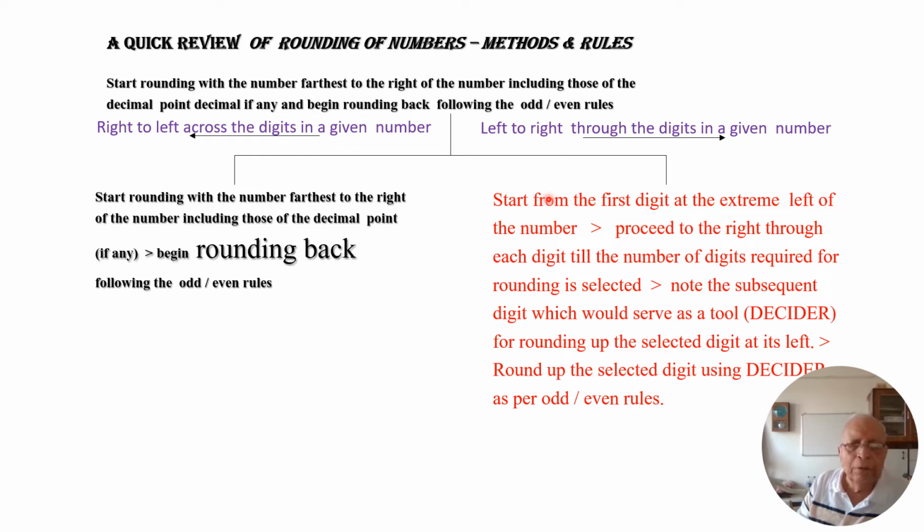There is another method where you can start from the left and move to the right through the digits in a given number. The process is represented here stepwise. Start from the first digit at the extreme left, proceed to the right through each digit till the number of digits required for the rounding is selected. Note the subsequent digit, which would serve as a tool. We call it a decider for rounding up the selected digit at the left. Now round up the digit set using the decider following the odd and even rules.